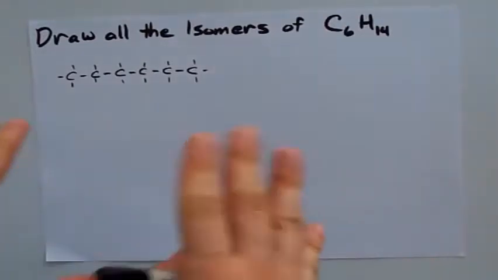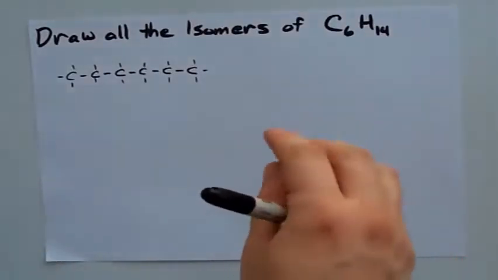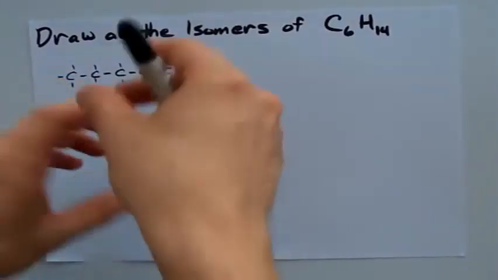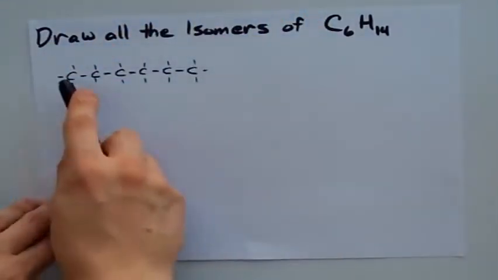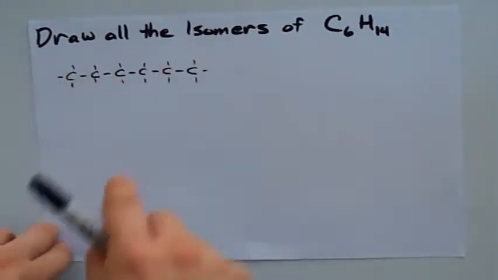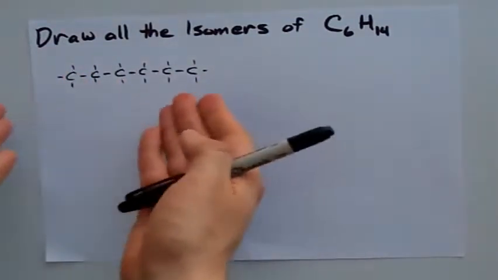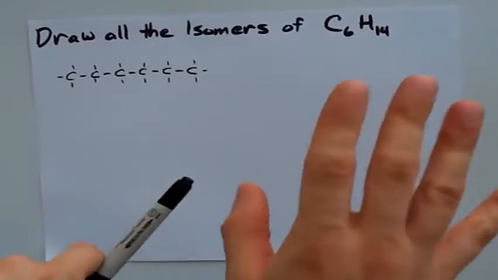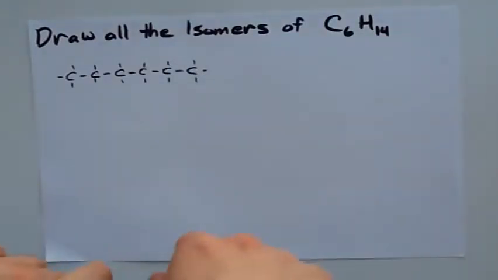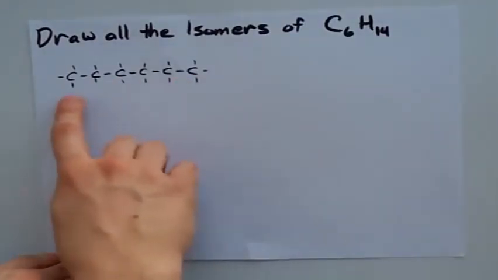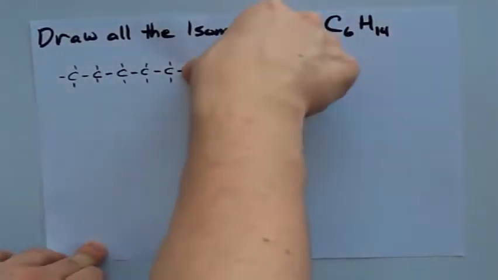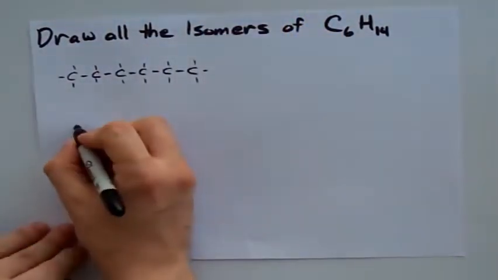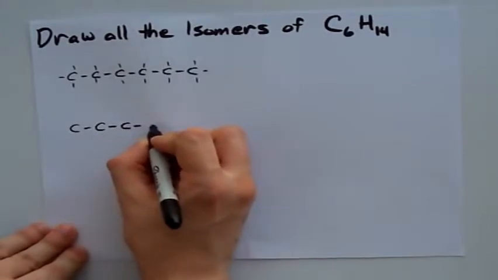Now we need to be able to create other isomers here. We need to be able to break this chain and reattach it in some way that it's still 6 carbons, and we still have 14 hydrogens, but it's not arranged in quite this way. The way that I like to do that is step by step. What's the shortest chain that I could cut off of here? Well, that's having 1 carbon. So let's cut that 1 carbon off.